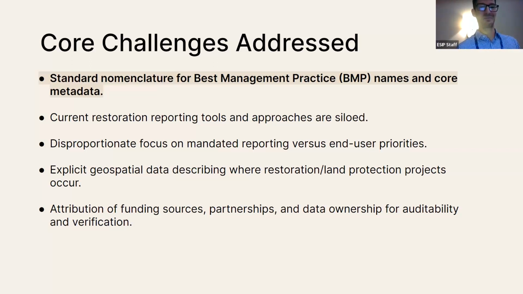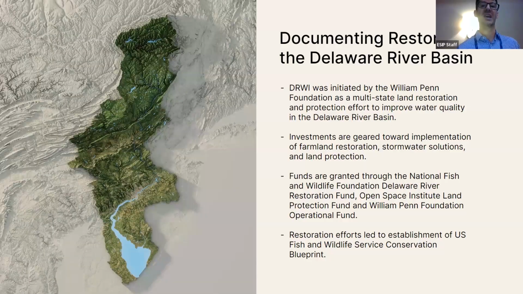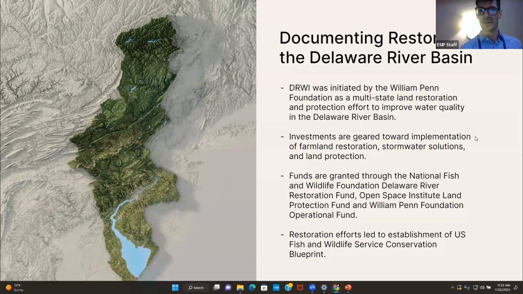That's awesome. So let's talk quickly about how we've worked to unpack some of these challenges and address them. I'm going to start with this case study of documenting restoration in the Delaware River Basin. I think this is a really good example of how conservation and land protection gets deployed at a scale that is regional across multiple states, but can serve as a model for working in larger watersheds.